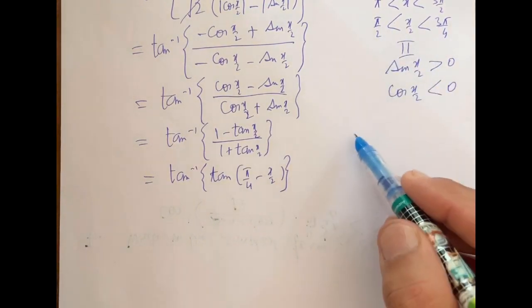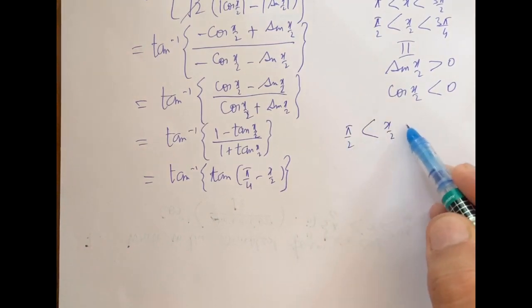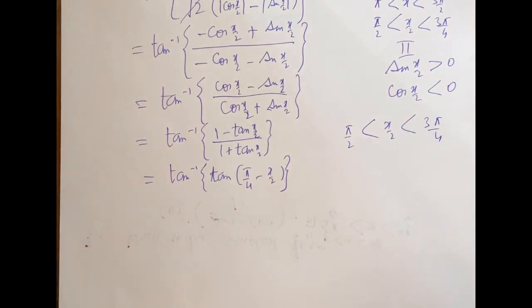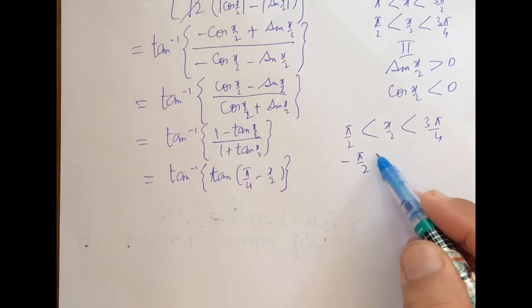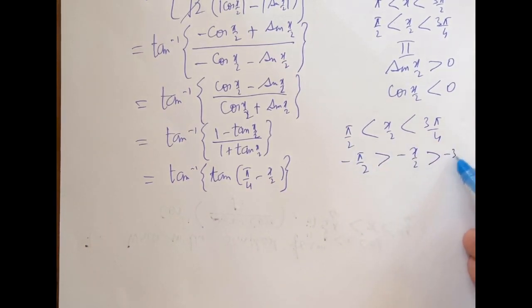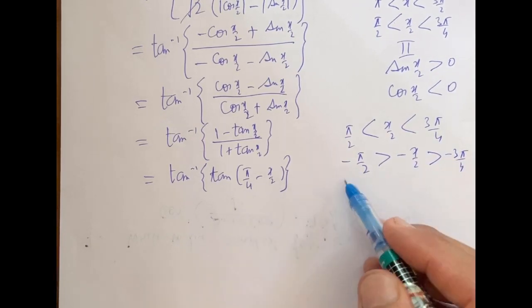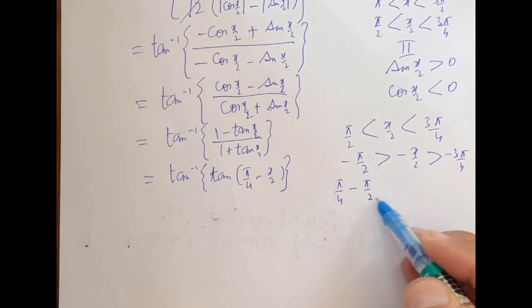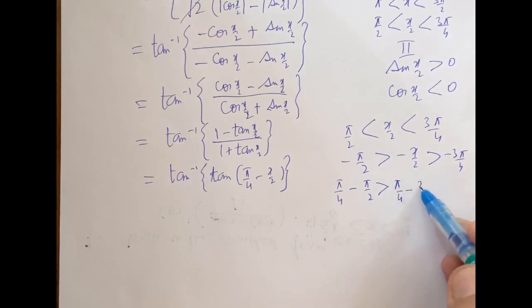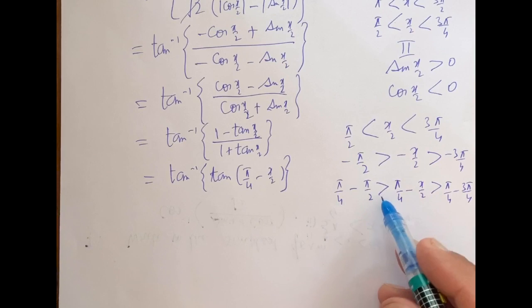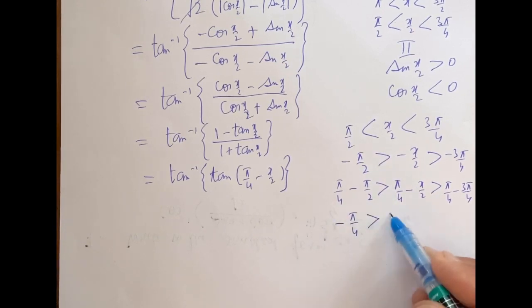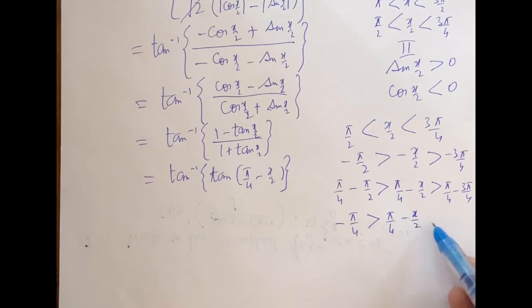We use this: pi by 2 less than x by 2 less than 3 pi by 4. Multiplying by minus 1, so the sign of inequality will reverse. Now adding pi by 4. Pi by 4 minus pi by 2 is greater than pi by 4 minus x by 2 greater than pi by 4 minus 3 pi by 4. Simplifying, pi by 4 minus pi by 2 is minus pi by 4, greater than pi by 4 minus x by 2, greater than, this will be minus 2 pi by 4 or minus pi by 2.